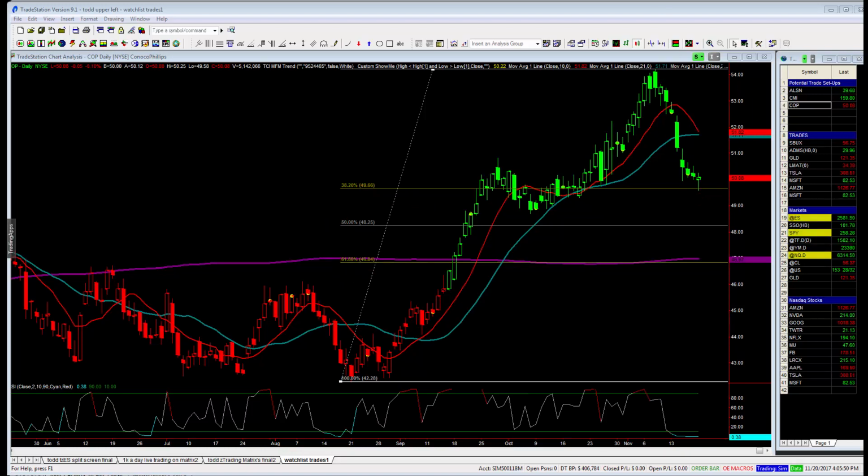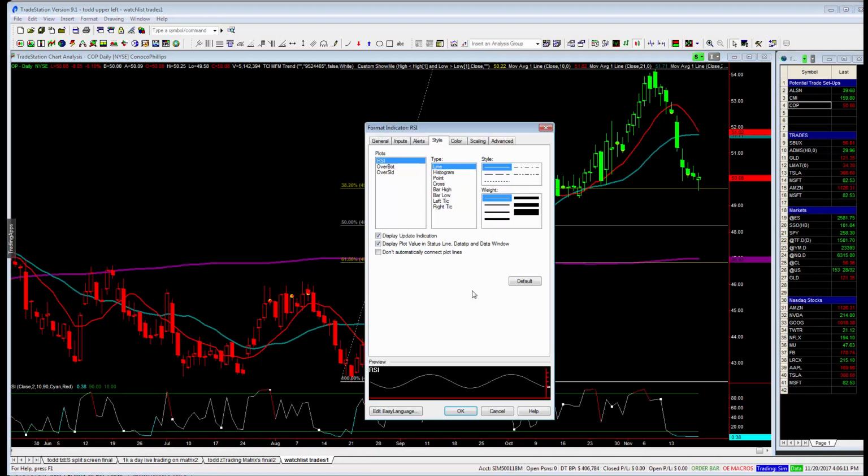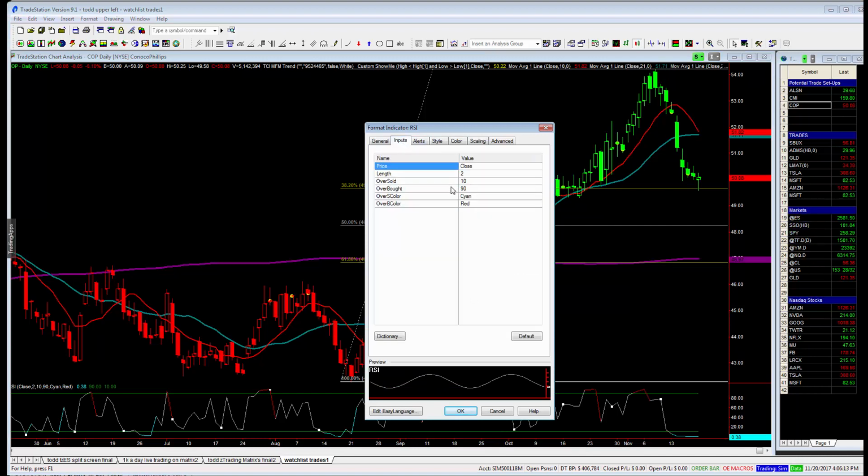I believe, and take a look at the RSI. Again, I'm a big fan of the 2-bar RSI, not the general default 21 RSI. In order for you to change that, you would go in and change the settings. Let me show you here. You go to format, then inputs. Look at the length. The length is 2. The general setting on most software programs is 21.